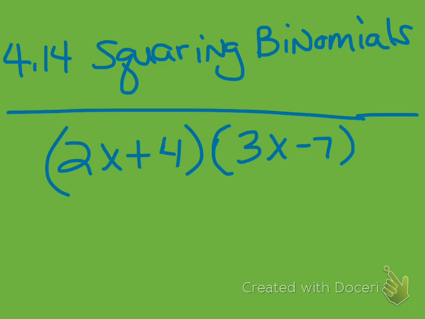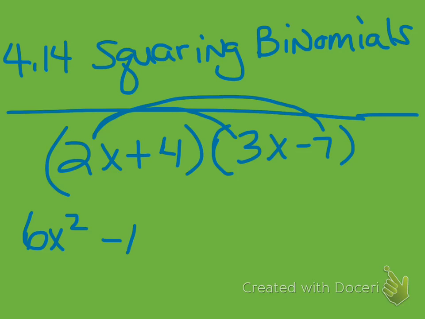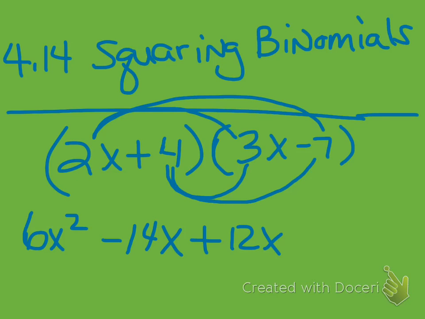We did that FOIL thing, if you remember: first, inner, outer, last, or it's just the distributive property. If we do these two together, that becomes 6x squared. And then we have the 2x times the negative 7, negative 14x. Good. I like to come under because it gets confusing. 4 times 3x is 12x. And last, 4 times negative 7 is negative 28.